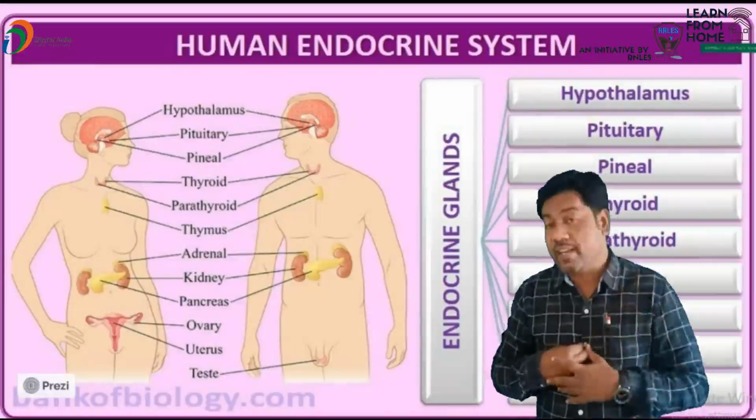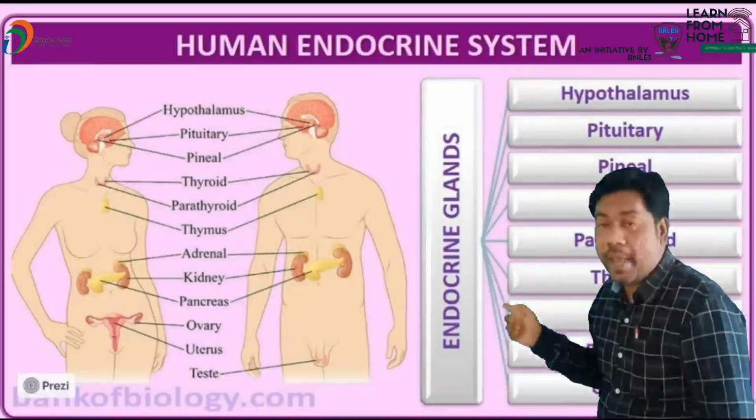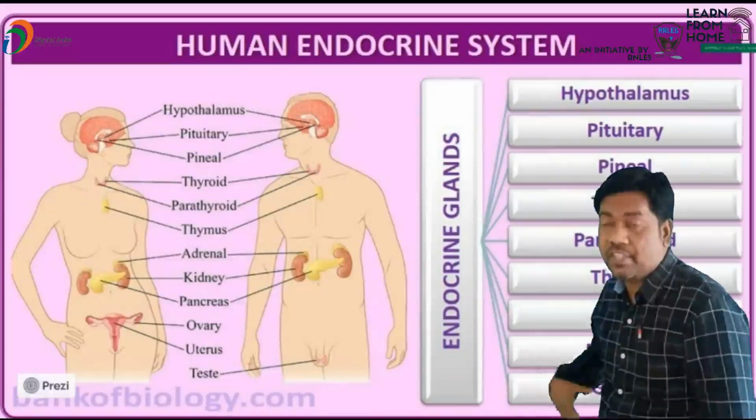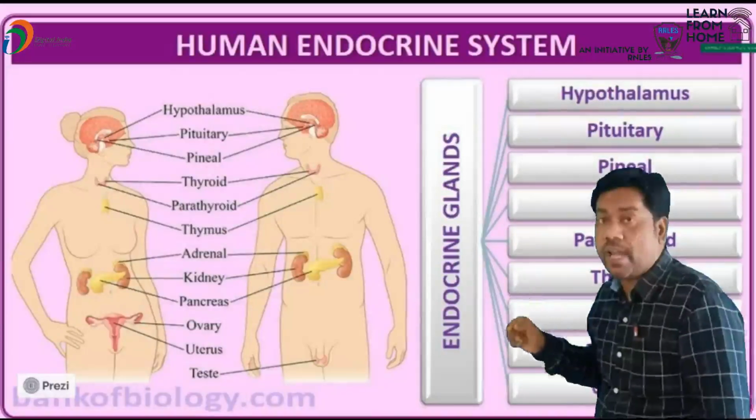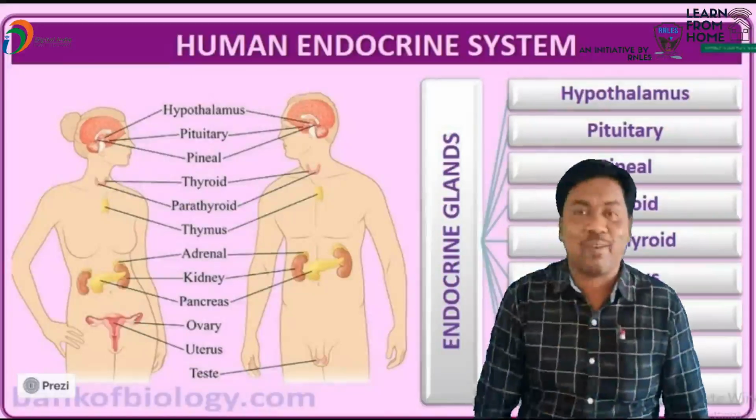And then the adrenal gland, located on top of the kidneys. And the pancreas, which is present in which area? The stomach area, right? And the gonads, so male gonads and female gonads. The male gonads are testes and the female gonads are called the ovaries.